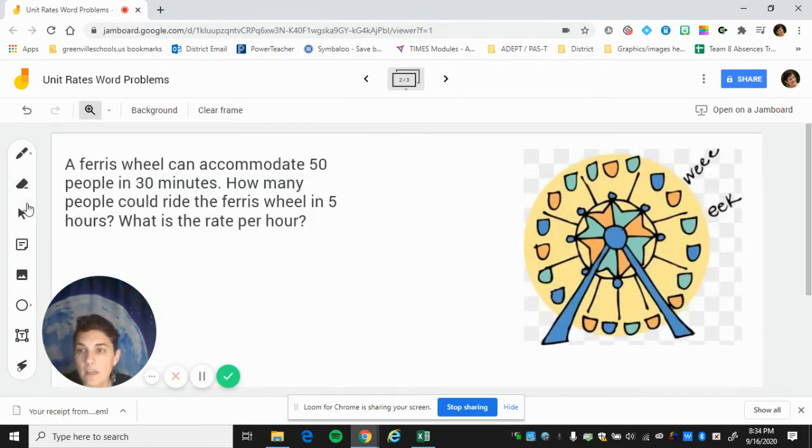A Ferris wheel can accommodate 50 people in 30 minutes. So that means that 50 people can ride on the Ferris wheel in 30 minutes. How many people could ride the Ferris wheel in 5 hours? And what is the rate per hour? So this one asks specifically for rate per hour.